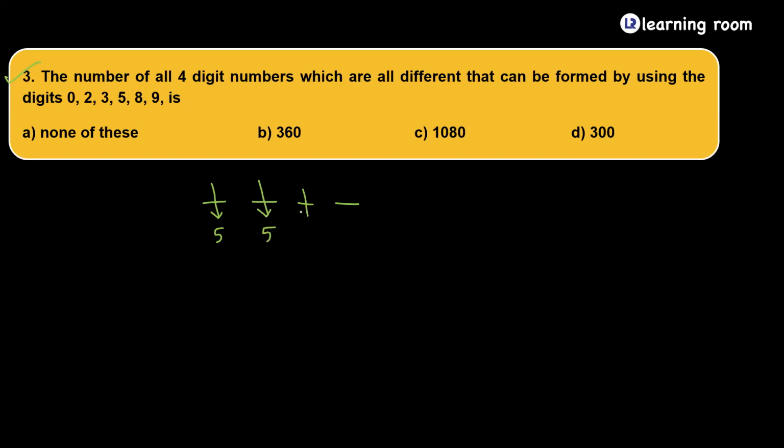Here, how many can you use? And here, how many can you use? So 4 into 3, 12. 12 into 5 is 60. 60 into 5 is 300. So you can form 300 distinct numbers. Okay. Let's assume that the repetition of digits is allowed.